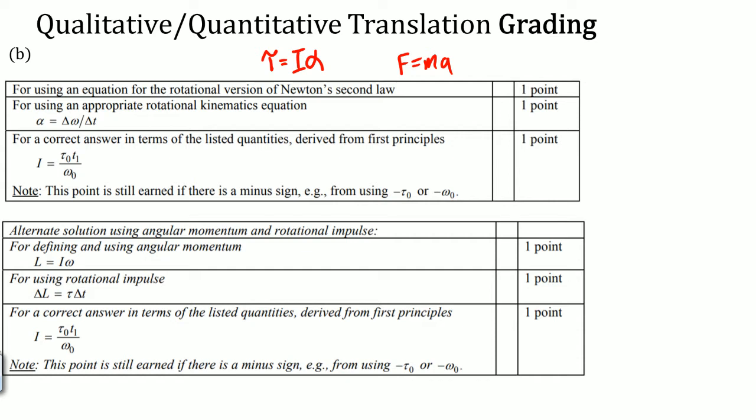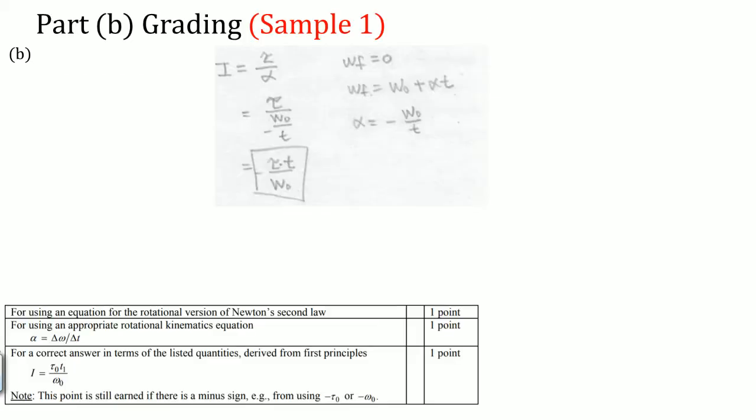So it looks like this is worth 3 points here, right? Note that a point is still earned if there is a minus sign because the minus sign just indicates a direction. So this is how it should probably look. An alternative solution is using angular momentum with rotational impulse. That's interesting. All right, so let's see how the graders grade here.